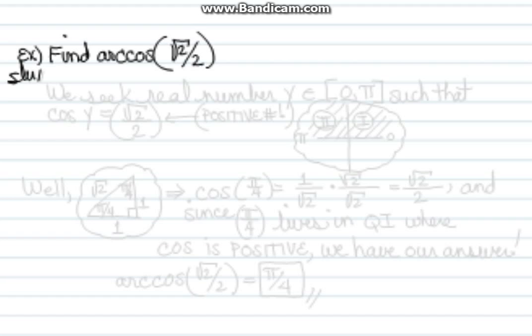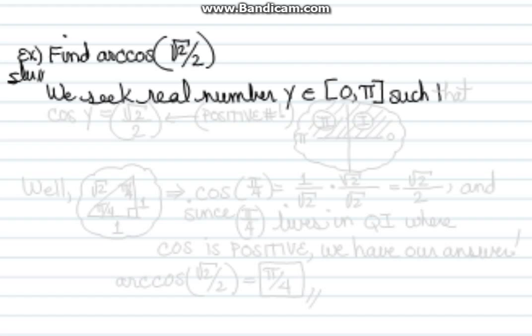Find the arc cosine of the square root of 2 over 2. So that's the cosine inverse we're looking for. Okay, what is it exactly we're searching for? We seek a real number y on the closed interval of 0 to pi, such that the cosine of y is equal to the square root of 2 over 2.